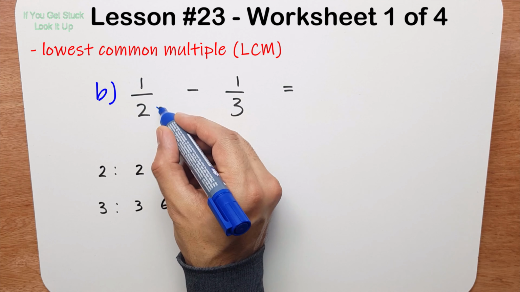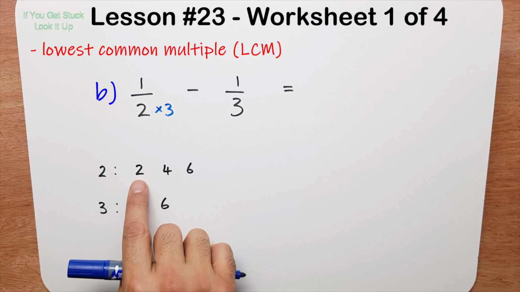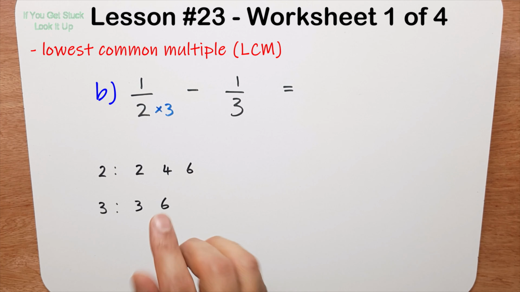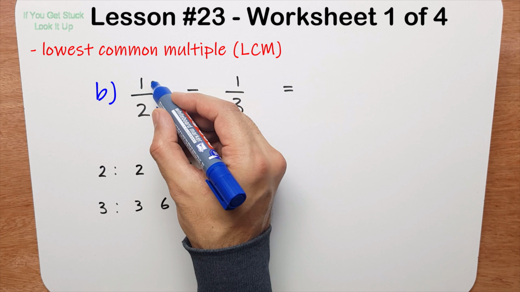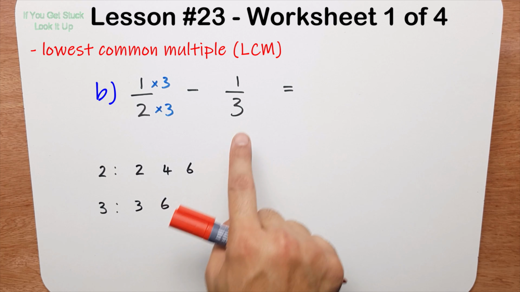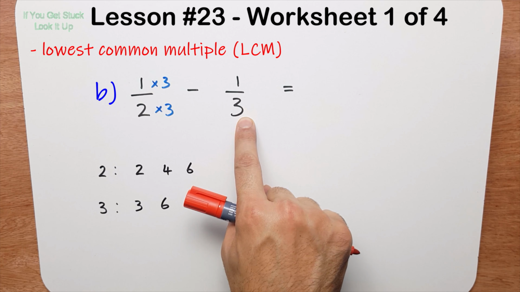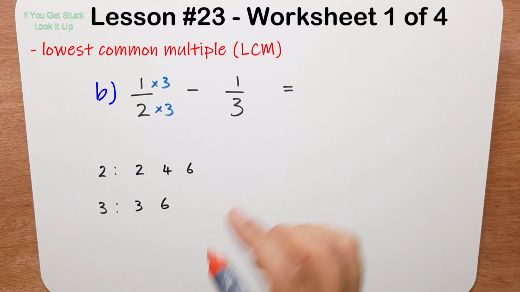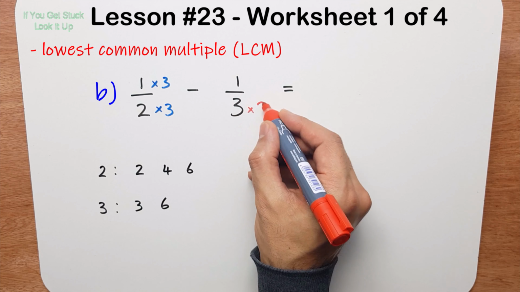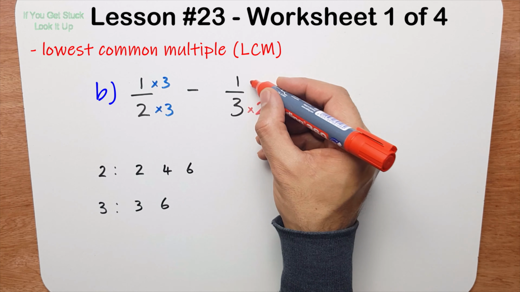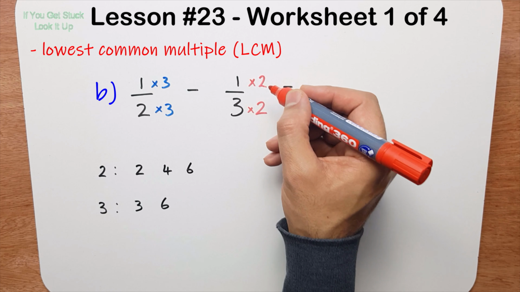So how do I turn this 2 into a 6? I multiply it by 3 because it's 1, 2, 3. It's the third number along. And whatever I do to the bottom number, I do to the top number. Now if I look at this 3, how do I turn that into a 6? I multiply it by 2 because it's 1, 2. It's the second number along. So I multiply it by 2. And again, whatever I do to the bottom number, I have to do to the top number.